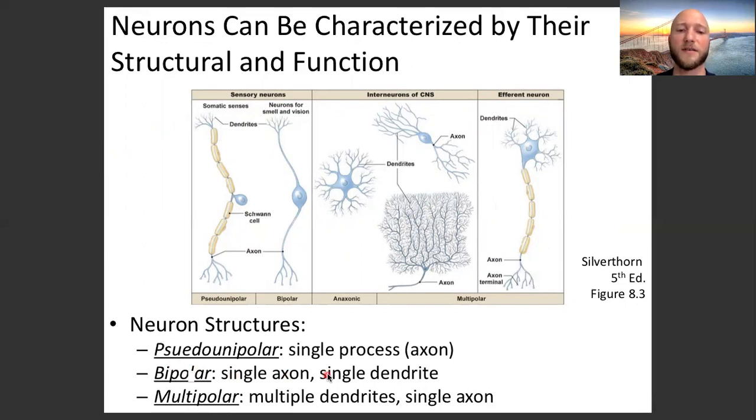Bipolar, single axon, single dendrite. So right here we have single dendrite, single axon. You're going to find these in your special sensitives. So smell and vision is where you're going to find your bipolars. Your pseudo-unipolars are most of your other sensitives, hot, cold, touch. And you're going to have a cell body with one process that comes off it, but that one process kind of looks like two processes. Pseudo-unipolar. It's got some dendrites. It's got the axon. That's most other senses.